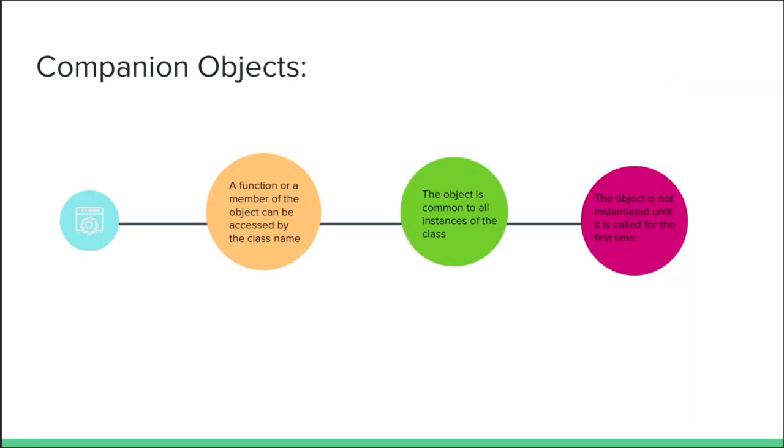When it comes to companion objects, a singleton class can implement a companion object. Actually, every class can implement a companion object. So what is a companion object? A companion object is used when one wants a function or a member of an object to be accessed by the class name only. So this object is common to all instances of the class that it was created in, whether it was private or public. The object is not instantiated until it is called for the first time.